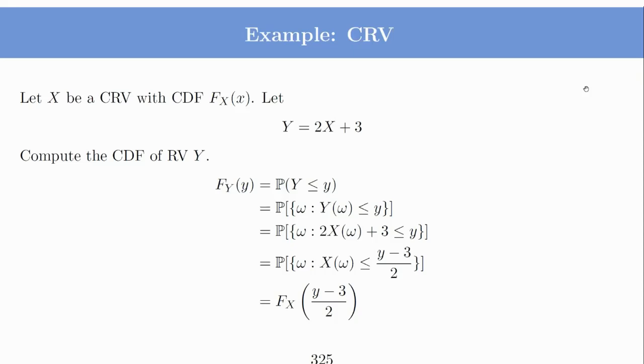Now we know for any value a, the probability of all omega such that X(omega) is less than or equal to a is nothing but the CDF of X at a. So this will be equal to the CDF of X at (y minus 3)/2. This is the relation we got: if we know the CDF of X, we can put in the value of y, calculate (y minus 3)/2, compute the CDF at that point, and that will be my CDF of Y at small y.